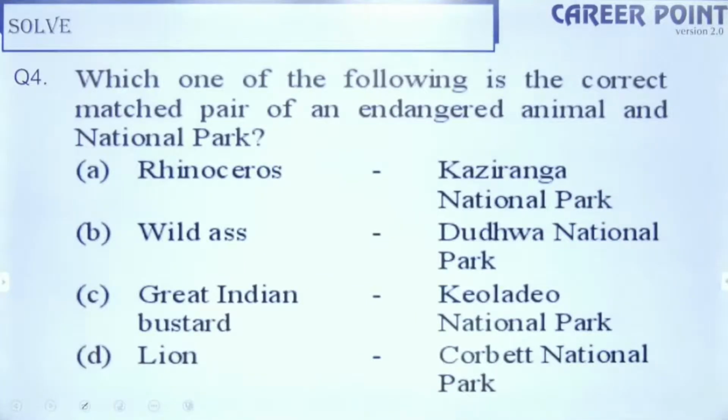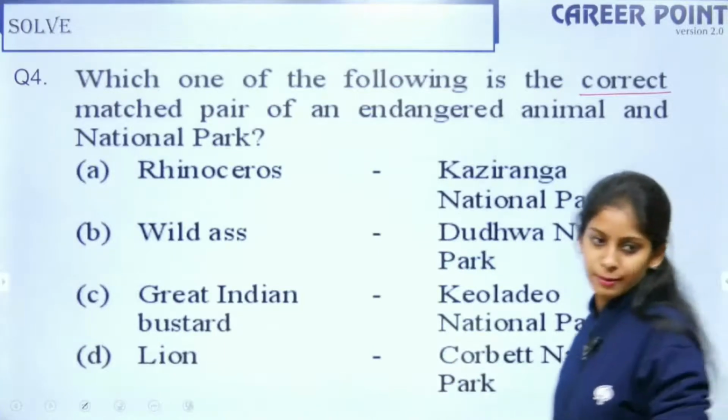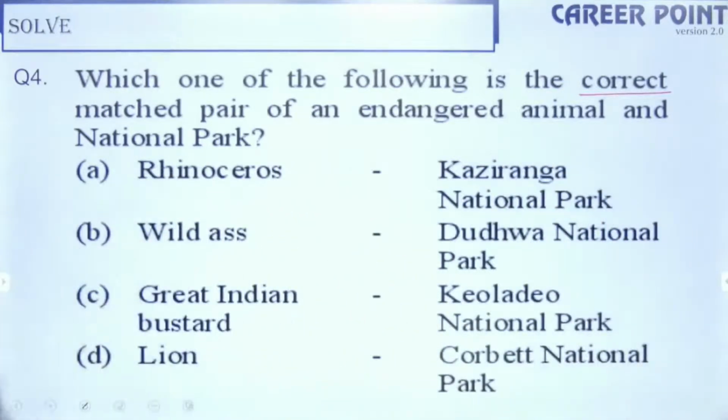So question 4, which one of the following is the correct matched pair of an endangered animal and its national park? Rhinoceros, Kaziranga National Forest, wild ass, Dudhwa National Park, Great Indian Bustard, Corbett National Park, Lion, Corbett National Park. Any guesses? What would be the answer? So Great Indian Bustard is Colorado National Park. Is it an endangered animal? So that is also important.